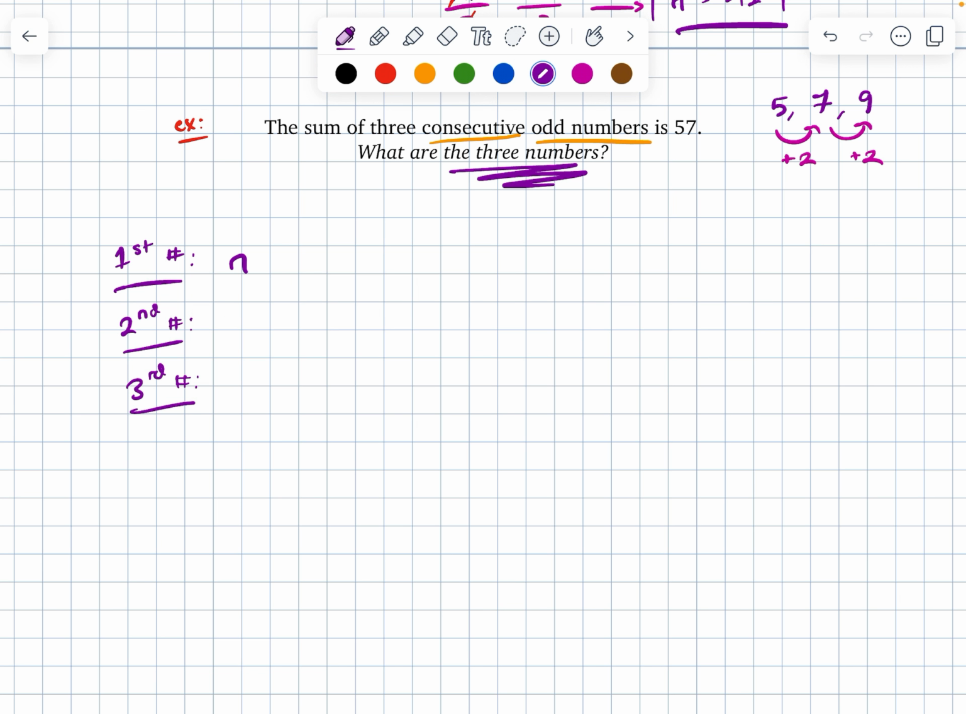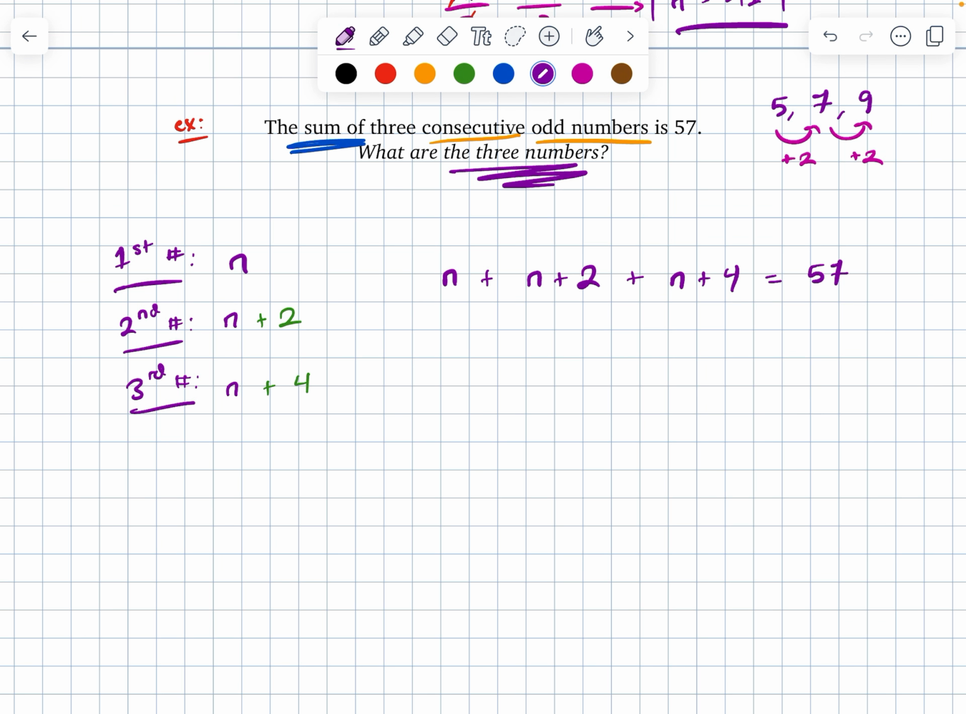Okay, to get from the first to the second, all I need to do is add 2. So if n is the first number, then n plus 2 should be the second. And if I add another 2 to n plus 2, I have to add 4 to the first one. Now I know from the structure of the sentence that the sum, in other words, if I add them all together, n plus my second, n plus 2, plus my third, n plus 4, adding those all together should get me to 57.